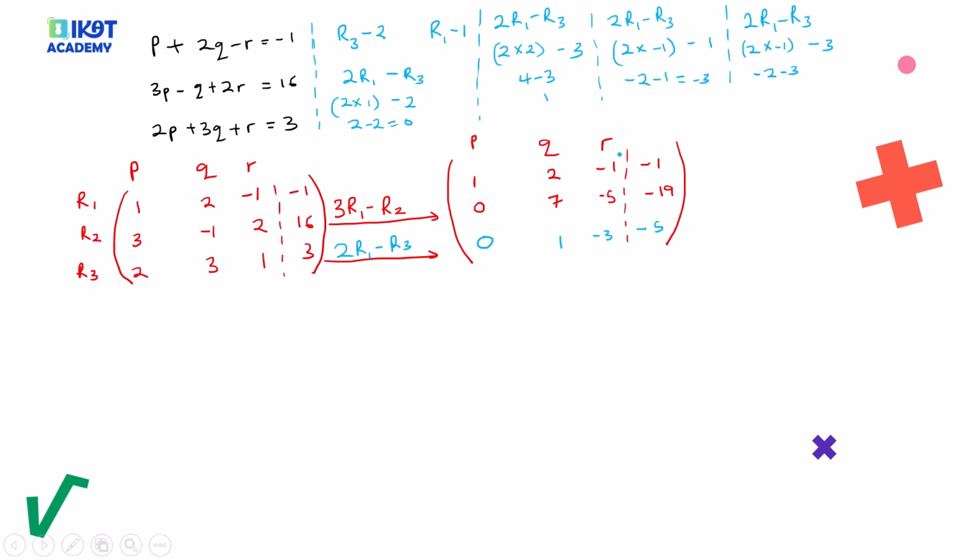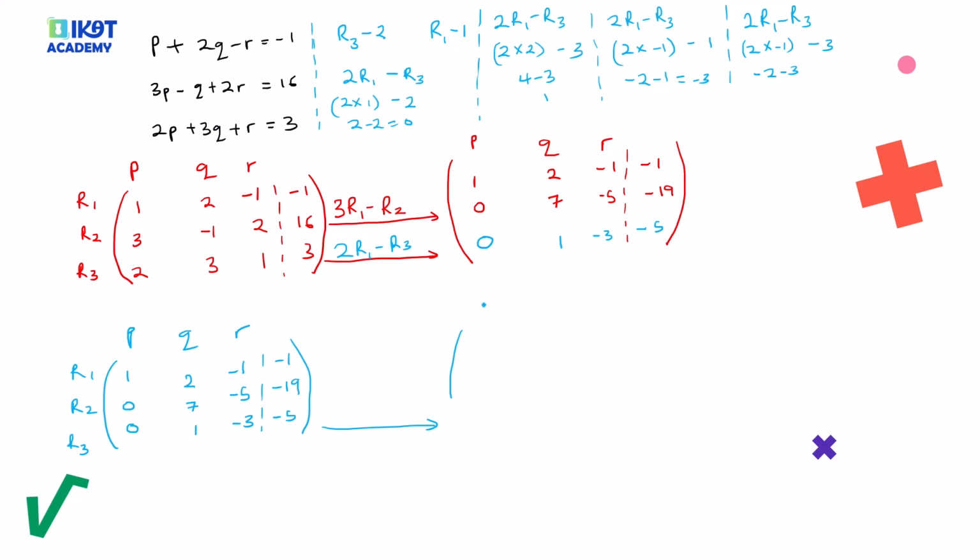So now, after finishing here, we bring this down here, P, Q, R. We have 1, 0, 0, 2, 7, 1, negative 1, negative 5, negative 3. Here you have negative 1, negative 19, negative 5. This is R1, R2, R3. So we finish the first step. And now on the second step, we're only going to be transforming R3.